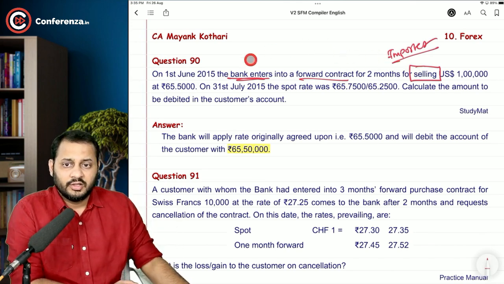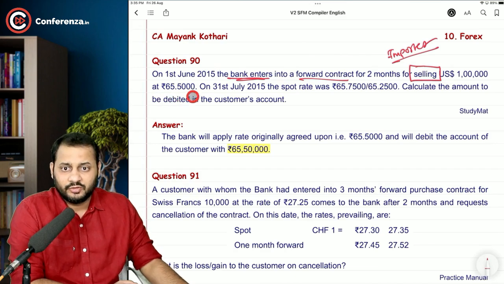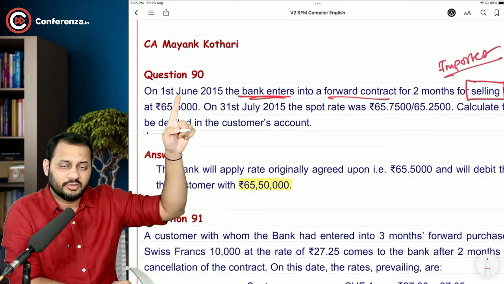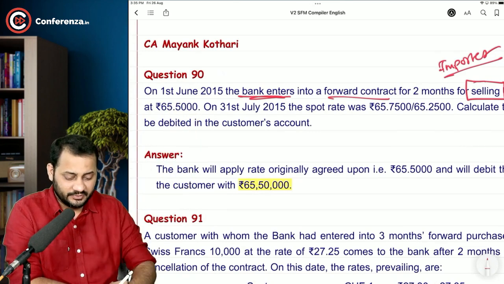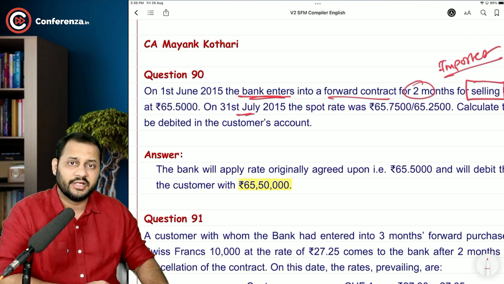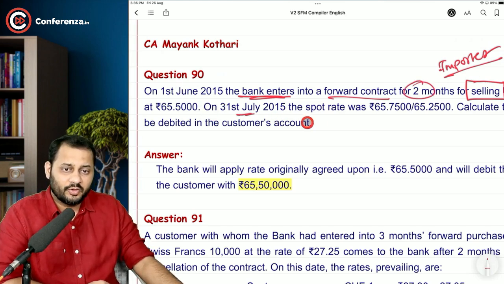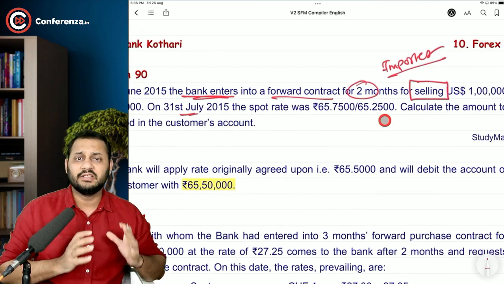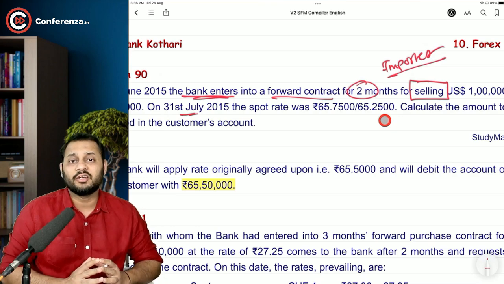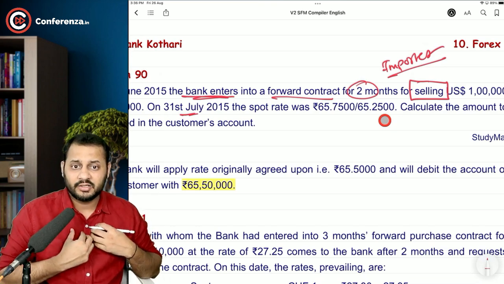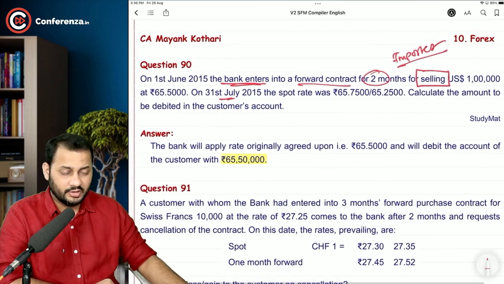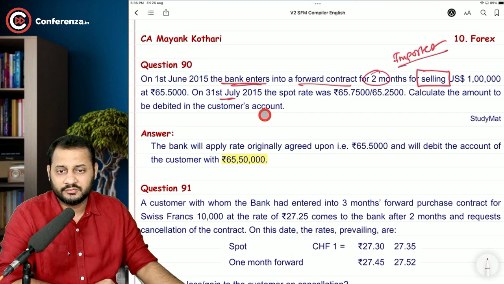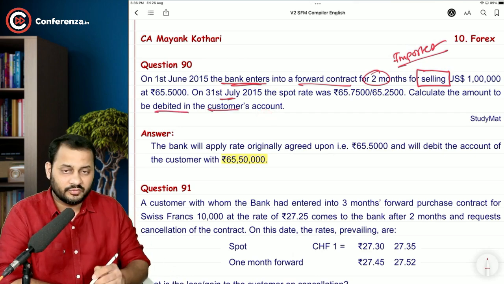At 65.50 on 31st July. Understand that was the 1st June, so the entire June and entire July, that means this is the due date because 2 months was the due date. So on due date, the spot rate was like this. From our angle, we are the bank. Most of the time, these types of questions will be solved from the angle of the bank. If we are the bank, we have this spot rate. Calculate the amount to be debited to the customer's account.